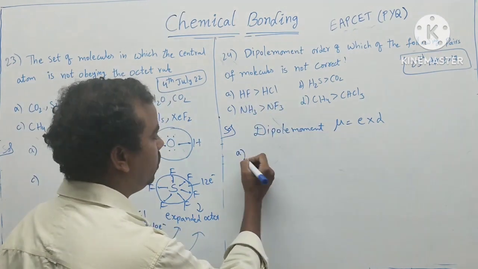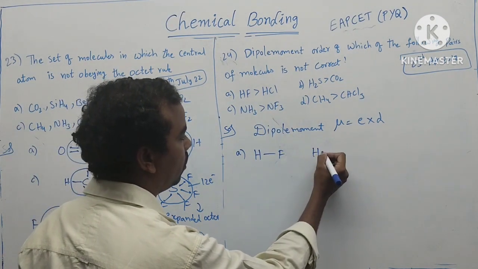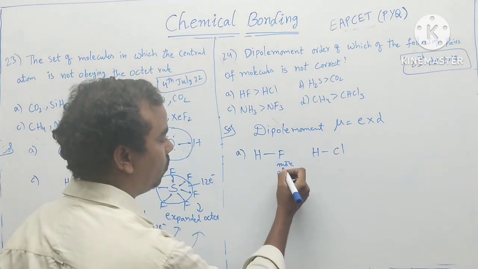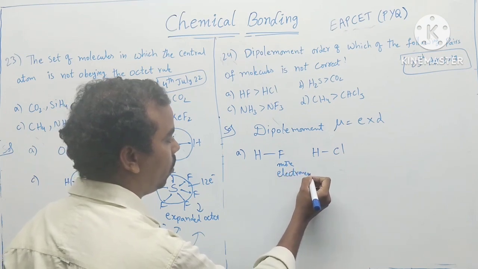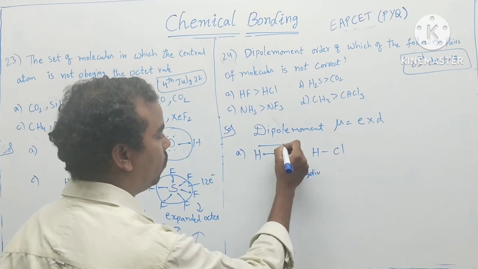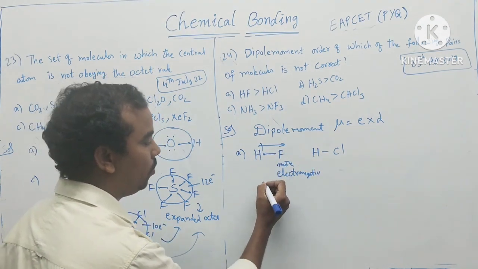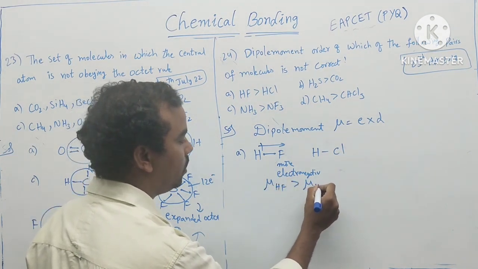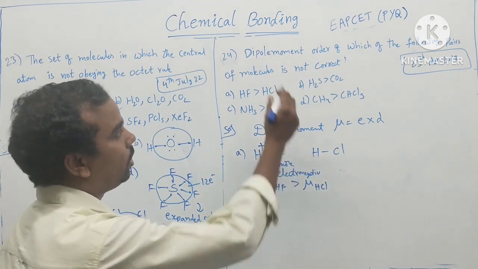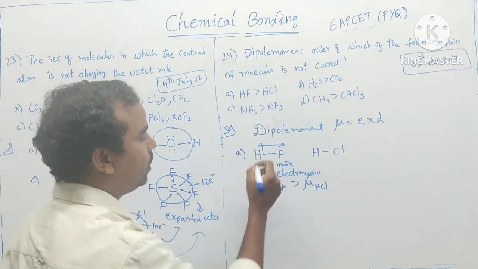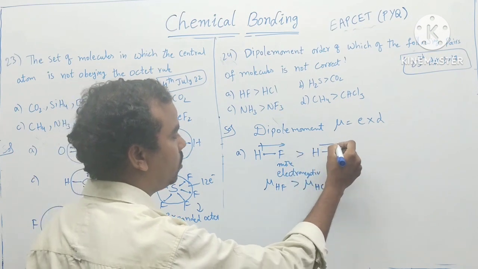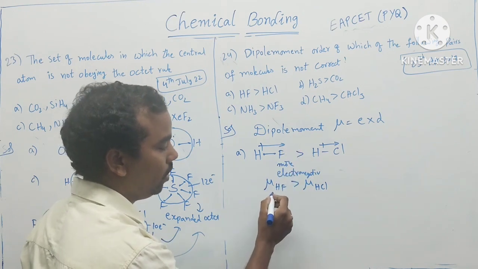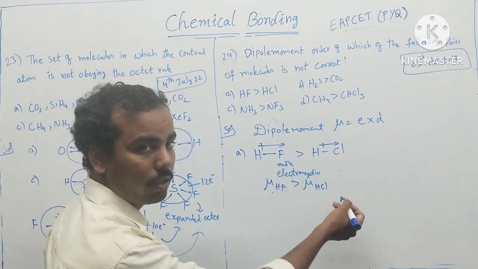First one, HF, HCl. When comparing HF and HCl, fluorine is more electronegative, so electrons are shifted more towards the fluorine atom. So mu HF is more than mu HCl. So A is correct. Here the dipole moment is towards fluorine, which has more electronegativity. That's why the HF dipole moment is greater than the HCl dipole moment.